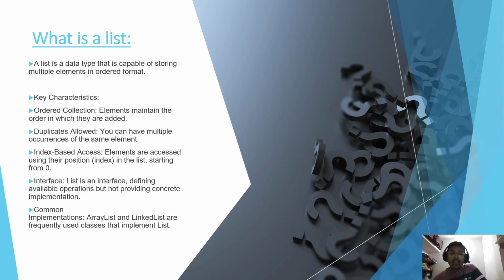Now other thing is common implementations, right? So how is this list implemented in our DSA, right? It is implemented using array list, right? We have linked list, doubly linked list, circular linked list, singly linked list. We have a lot of implementations of our list, right? So these are some of the frequently used classes that implement lists, right? I told you guys the names listed above.